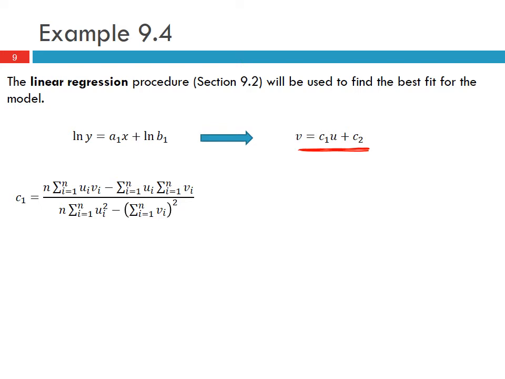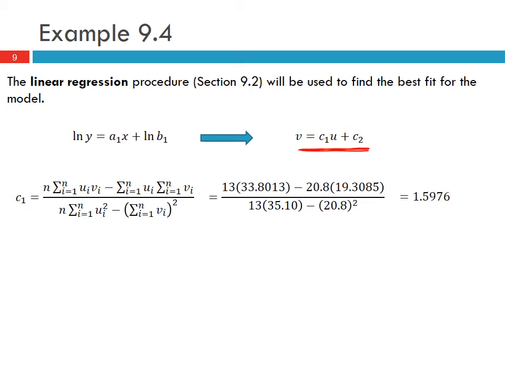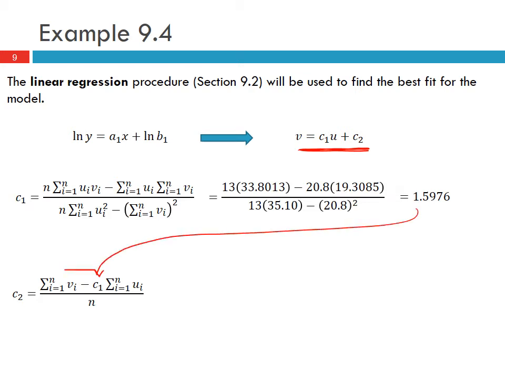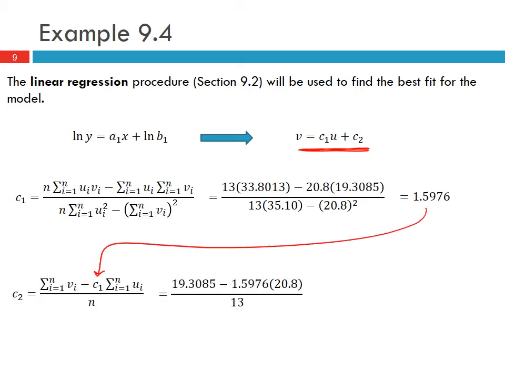C1 is given by this collection of sums, and we can plug in all our values and get the equation here, and we see that C1 is equal to 1.5976. And then C2 is given by this expression here, where we plug in our value for C1 and the rest of our numbers, and we get that C2 is equal to negative 1.0709.